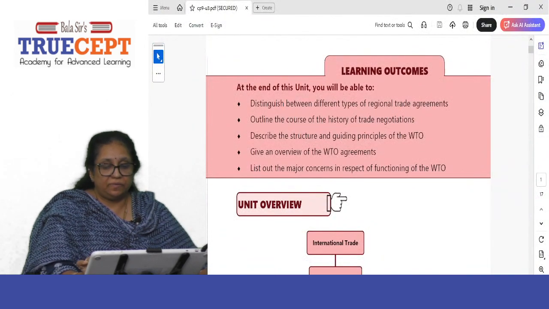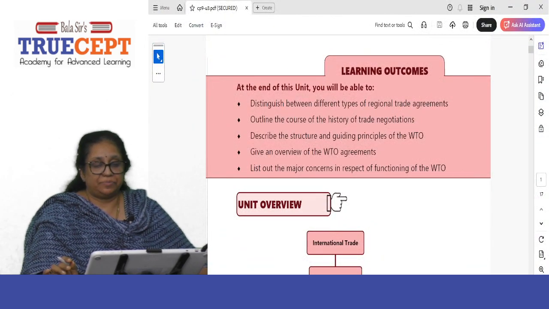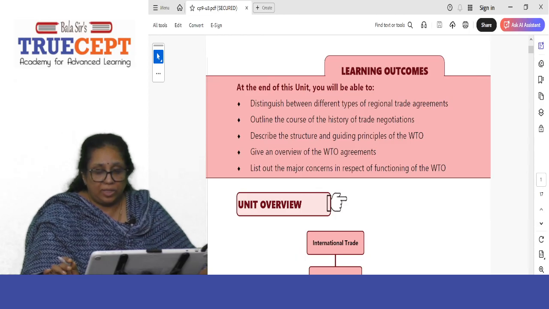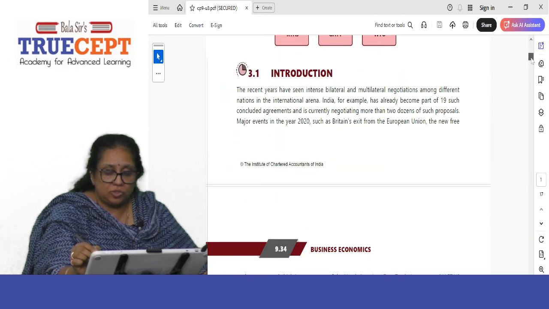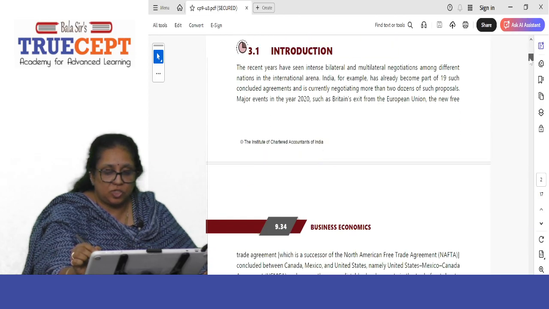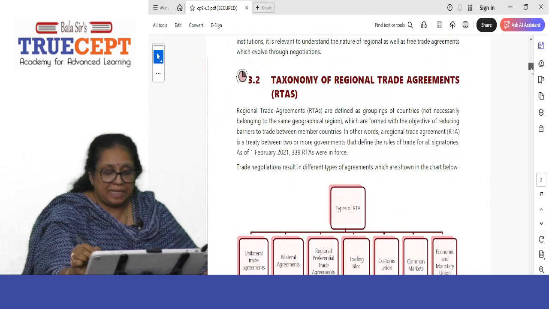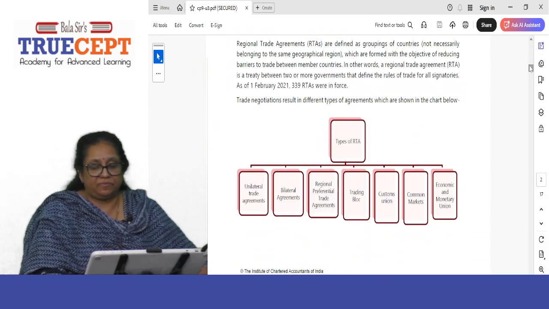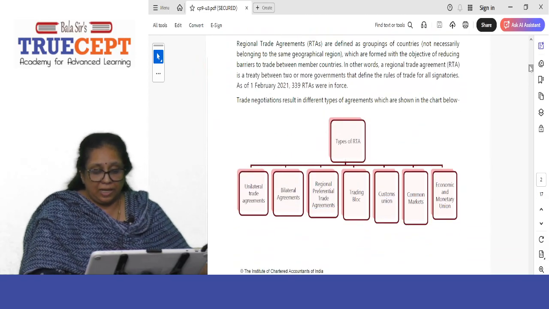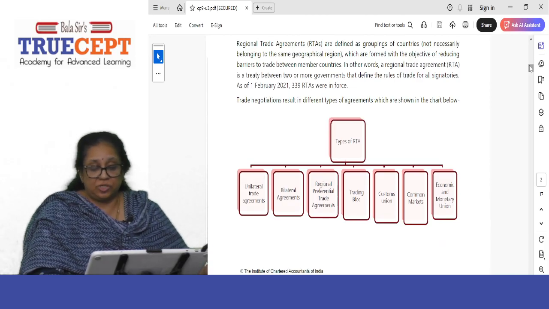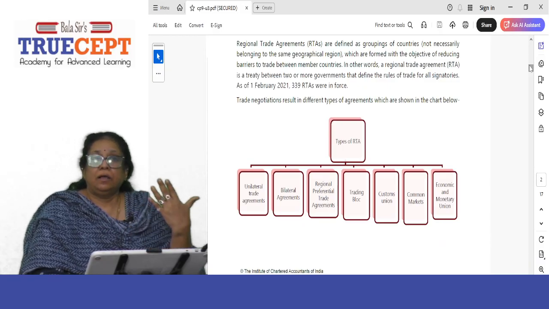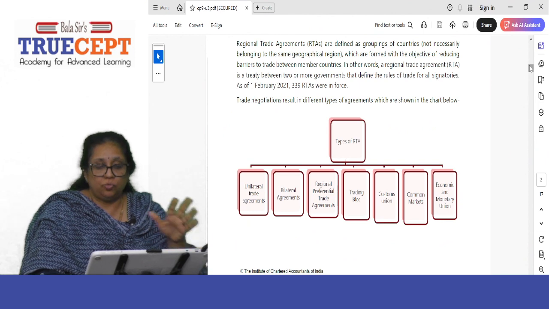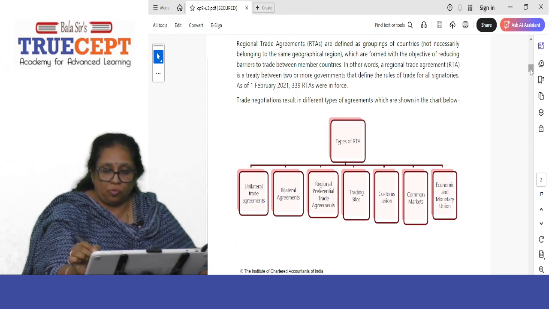Good morning. Today we will be doing chapter 9, unit 3. What are the important topics to be covered? In this, basically we are going to look into the World Trade Organization, regional trade agreements and so on. Here are the types of RTA: unilateral trade agreements, bilateral trade agreements, regional preferential trade agreements, trading bloc, customs union. I have dealt with all this in detail in my general lesson videos, so I am just going to give you a gist of what these are.